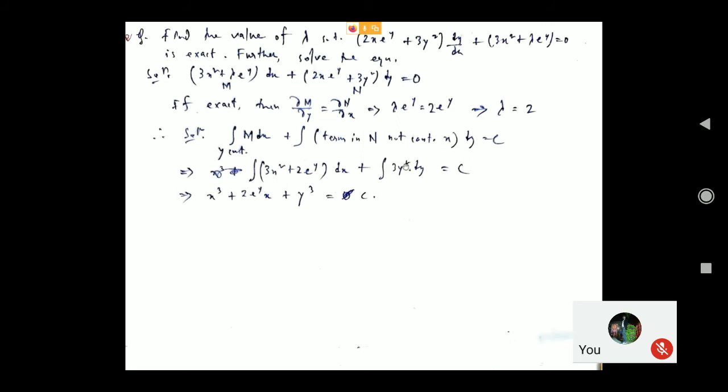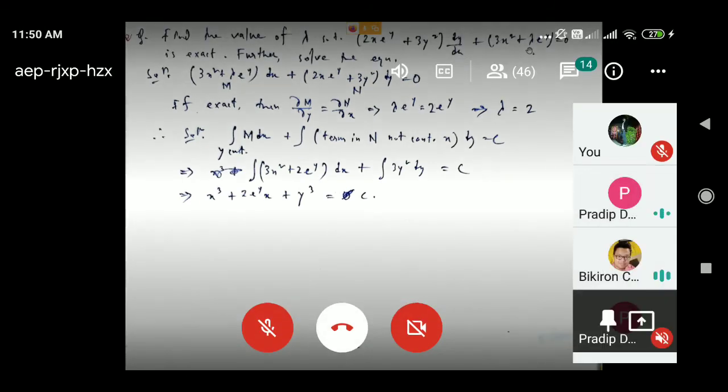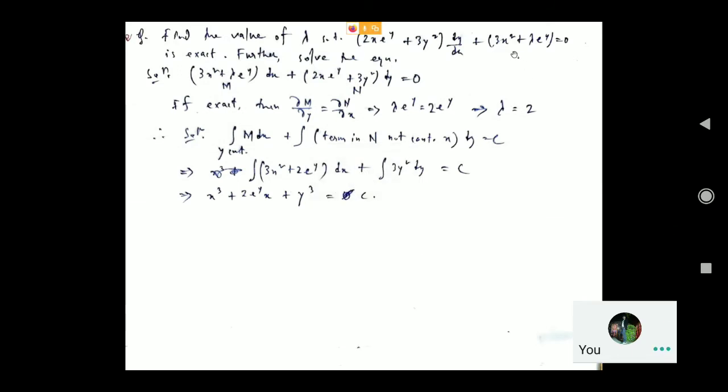Here is an error. I have told you, so rectify that error. What is the error? The error is we should integrate terms in N not containing x. So here this is our N. So which is the term which does not contain x? N is this expression. You have written N is 2x e to the power y plus 3y square.